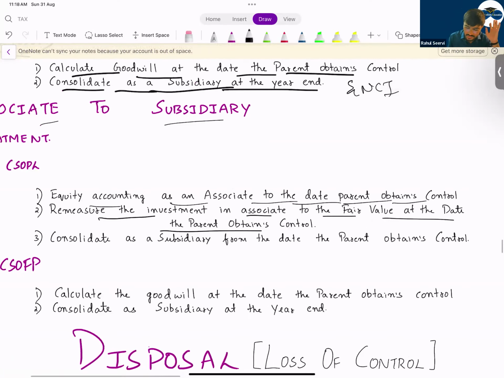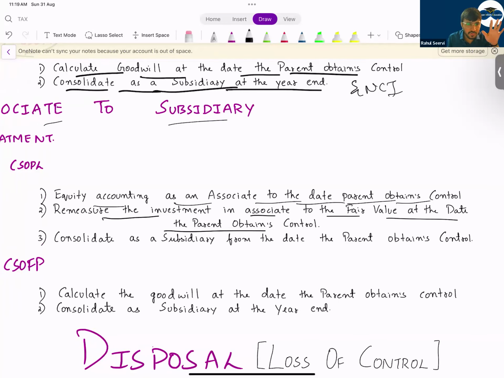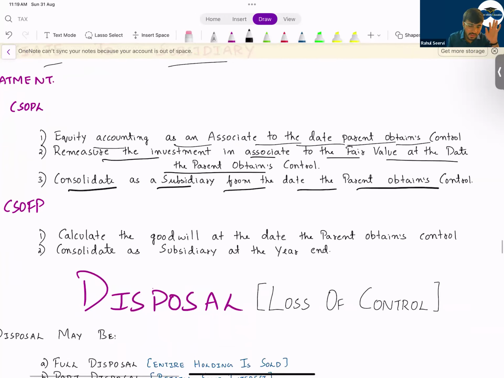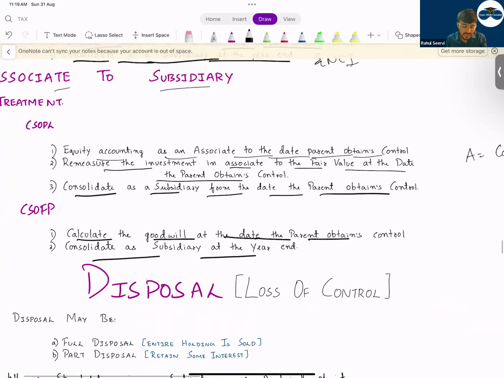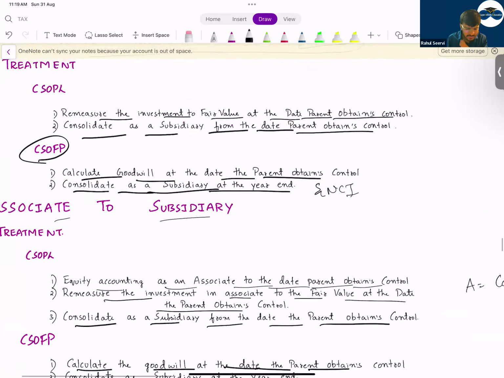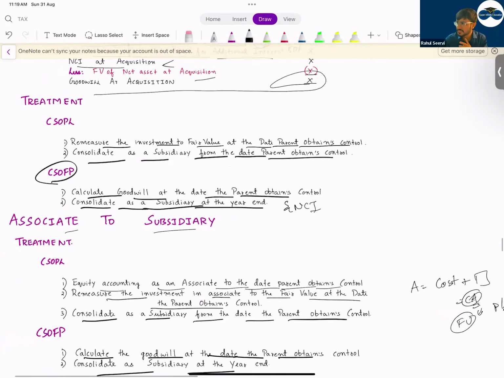Remeasure the investment in associate to fair value at the date the parent obtained control. Consolidate as a subsidiary from the date the parent obtained control. Calculate the goodwill at the date the parent obtained control and consolidate it as a subsidiary. With this, I hope step acquisition is clear to everyone. Any doubts in this?